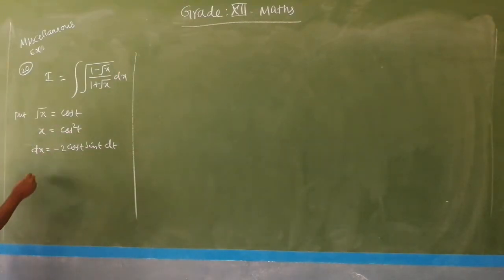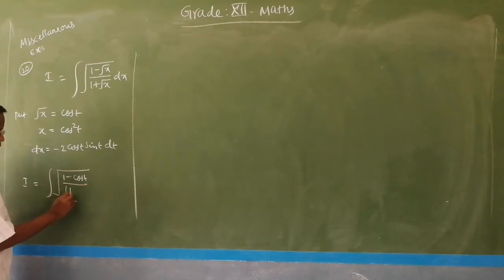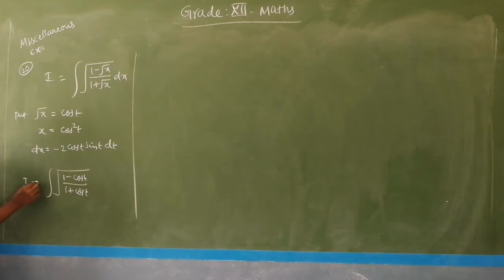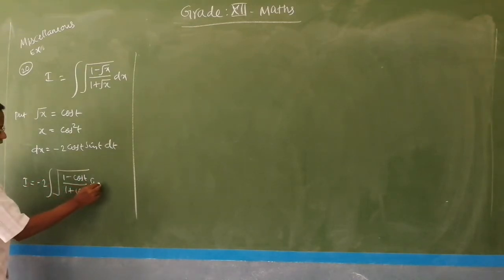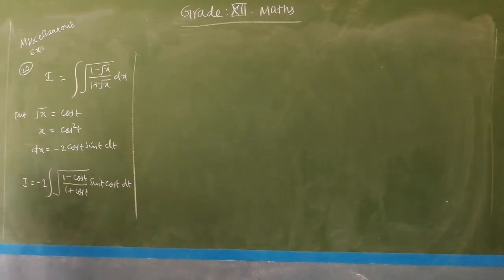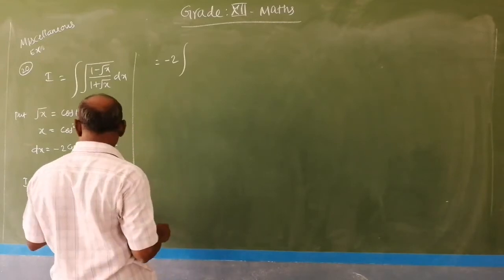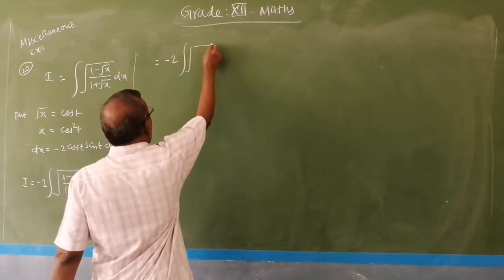Now, I equal to integral root of (1 minus cos t) divided by (1 plus cos t), and for dx we have minus 2 sin t cos t dt. This is equal to minus 2 integral root of (1 minus cos t) divided by (1 plus cos t).